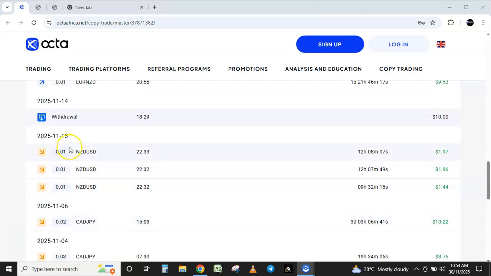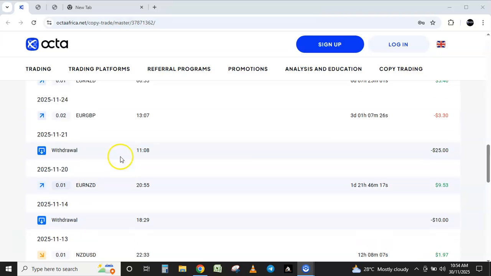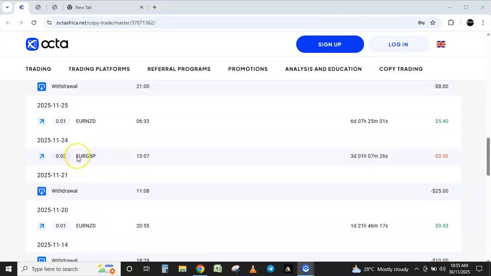The second one was on the 13th, which is New Zealand dollar. We sold it using the US dollar, but we have to close along the way due to the backlog of the data that was coming, but it also went our way. Then the next trade was Euro NZD, which was opened up again, and it also went our way. Then the next trade was now Euro GBP.